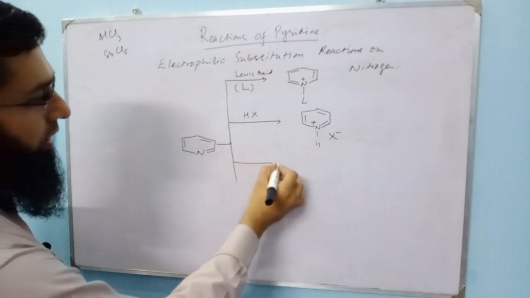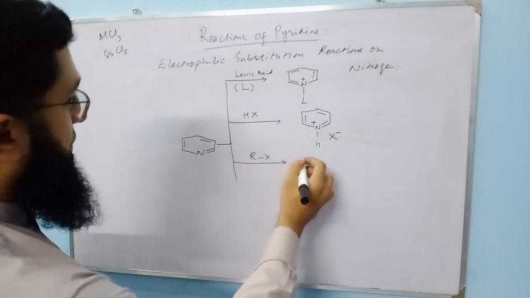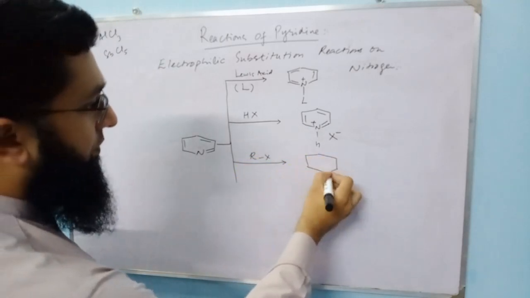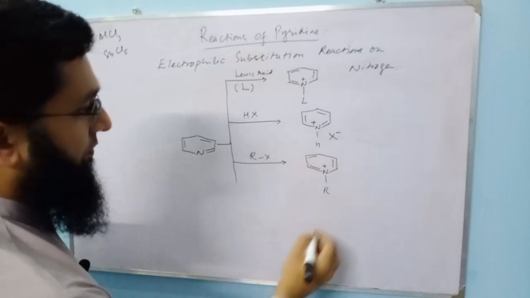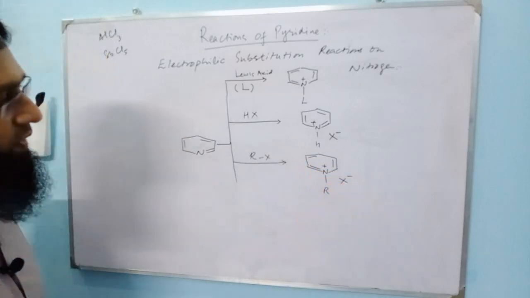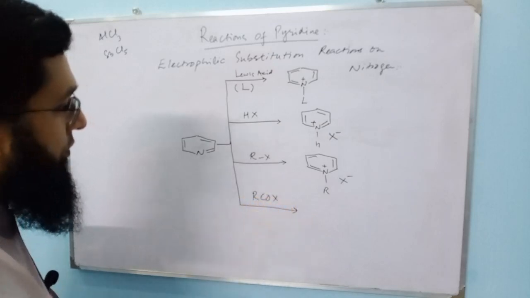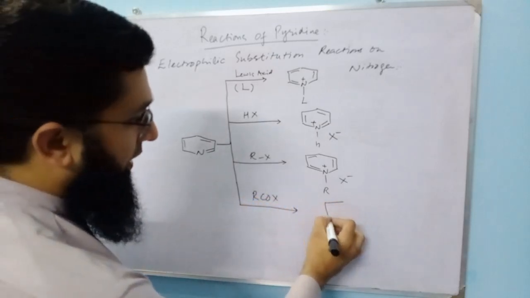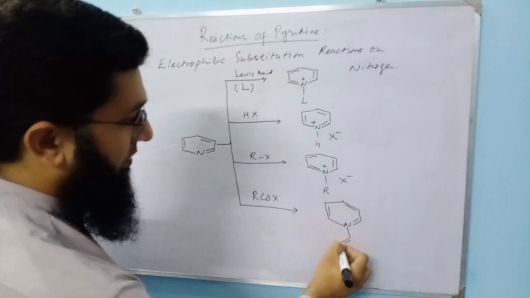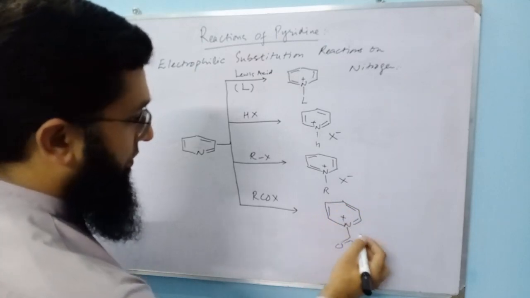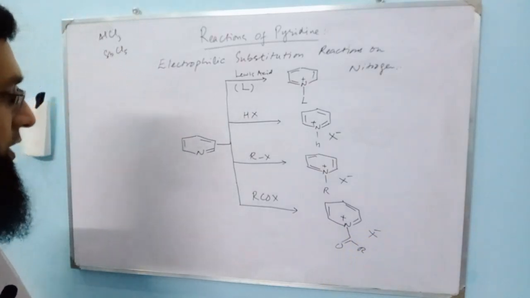Similarly, pyridine can react with alkyl halides, and via substitution reaction we will get this compound, and reaction with acid halides can also take place, and as a result of these reactions an acylation can occur. So nitrogen would have positive charge and halide would surround the positive charge.